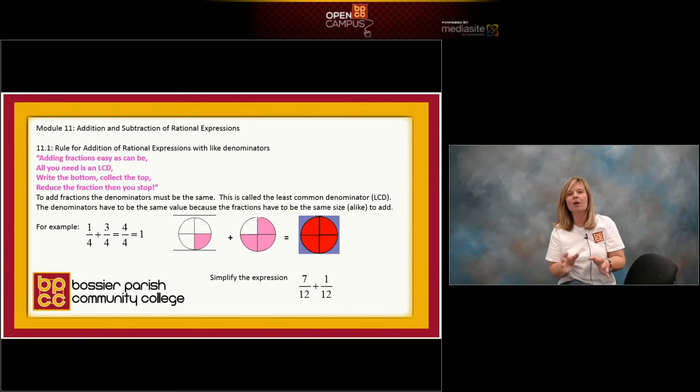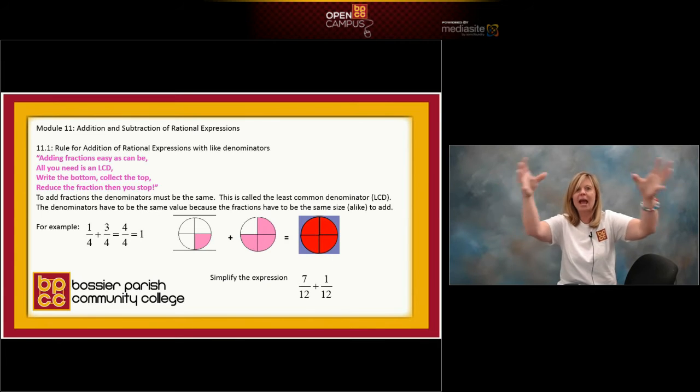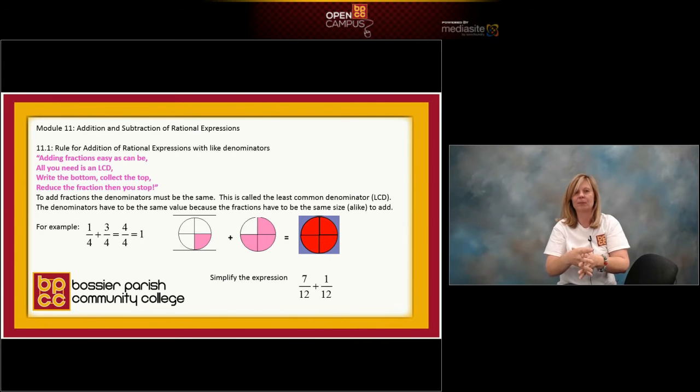Now, once the denominators are alike, the rule says write the bottom. You don't add the denominators, you just write it. And we'll explain why in a minute. You collect the top. You take your numerators and bring them together by addition. And then once you've got your new numerator with your denominator and you have one fraction, then you have to make sure whether or not it can be reduced.